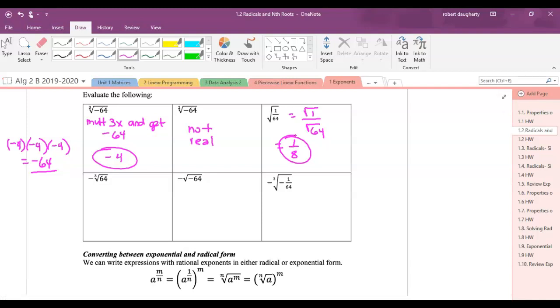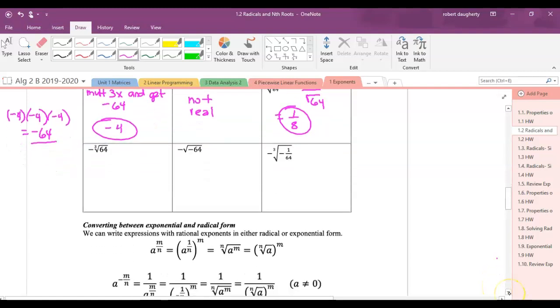Negative of the cube root of 64. What is the cube root of 64? What number can be multiplied 3 times and give you 64? That is 4. So this answer is just negative 4. Negative of the square root of negative 64. The square root of negative 64 is not real, so this is not a real number.